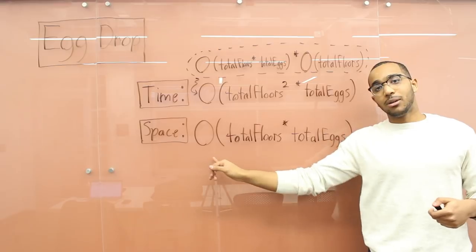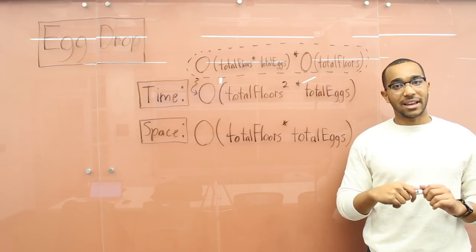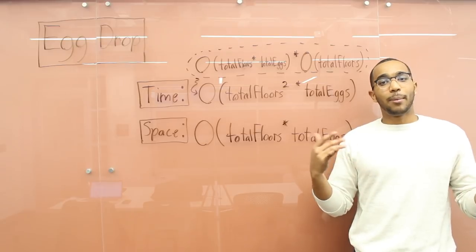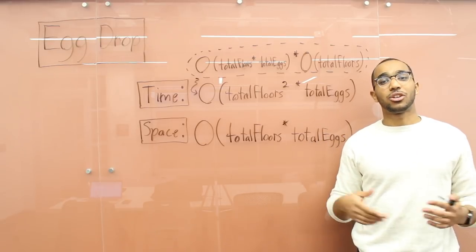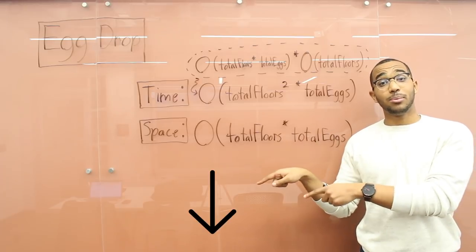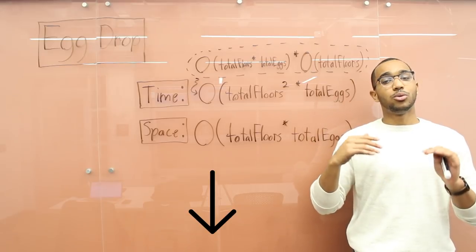So the space complexity is going to be total floors times total eggs. We're going to hold an upper bounding of this many subproblems in our cache. So again, the code is in the description. If you want to see that, I have the top down and bottom up approaches to this problem.